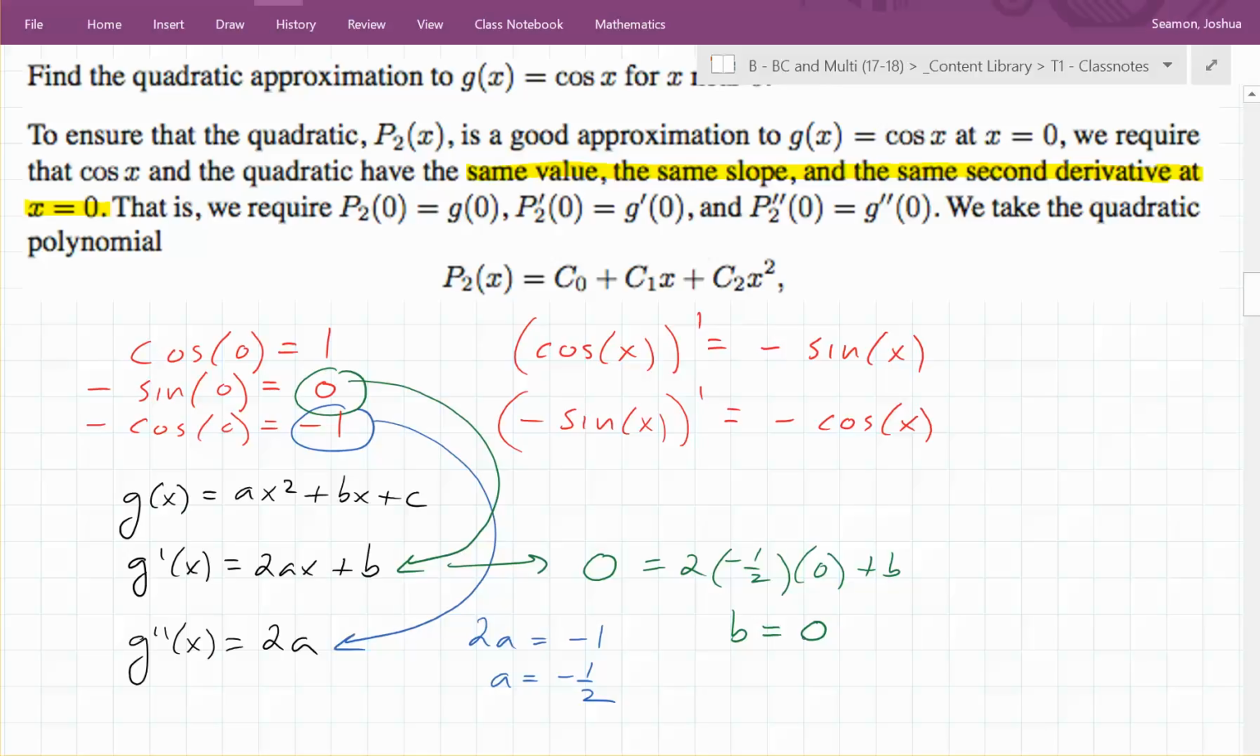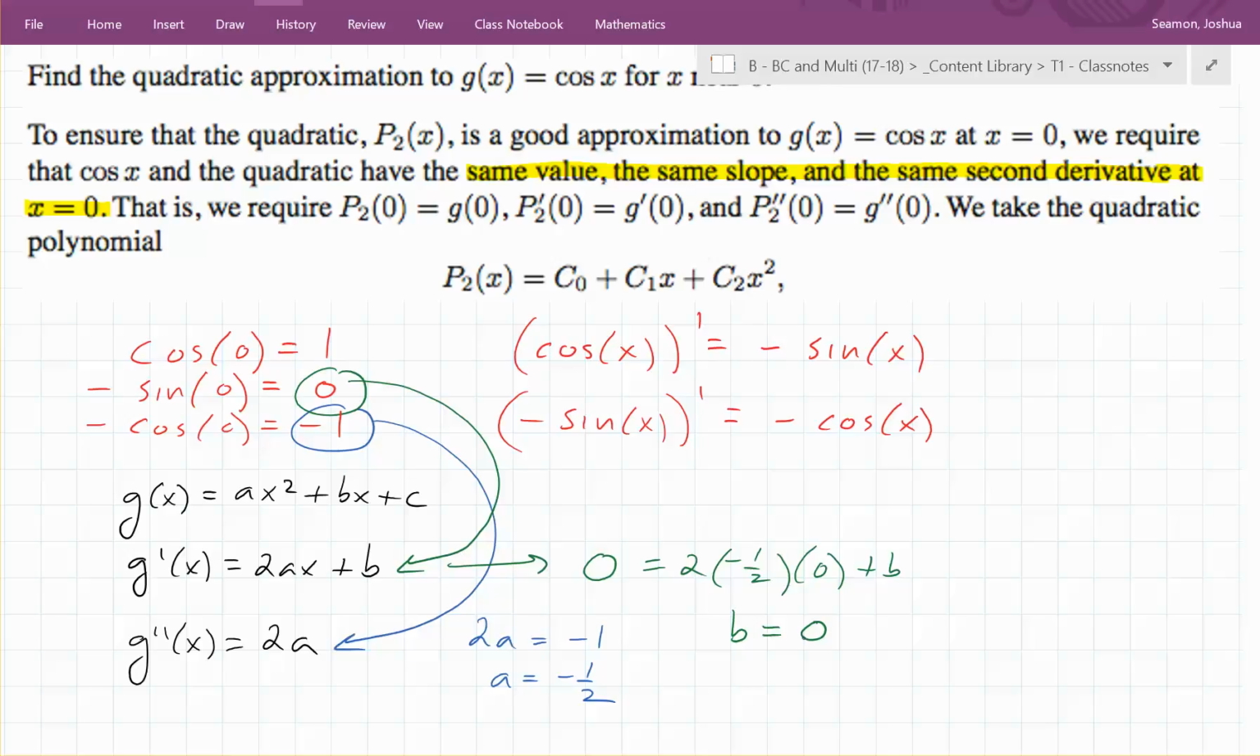Raise your hand if you've understood what we've done so far, where a and b come from. The 0 came from the fact that the first derivative at 0 of this is 0. These have to be equal, the same slope, the same second derivative. So this is the first derivative, evaluated at x equals 0 right there.